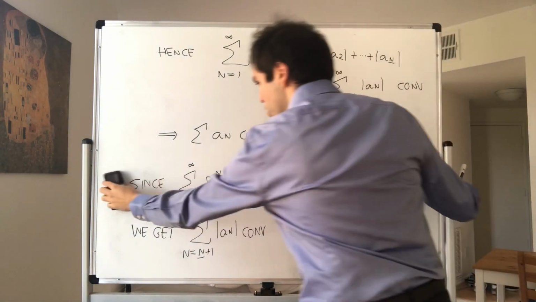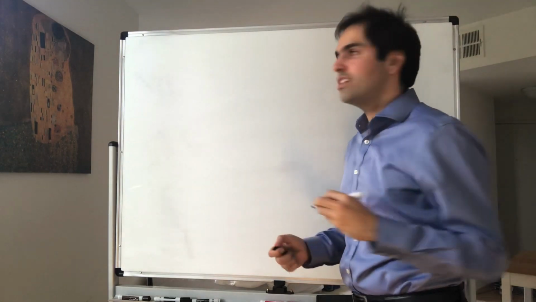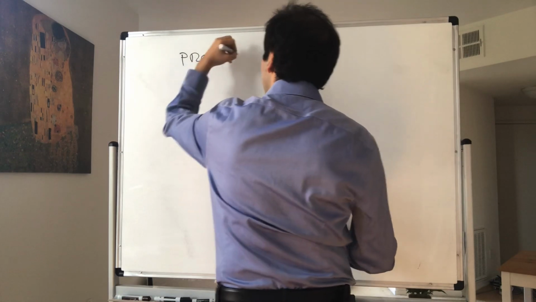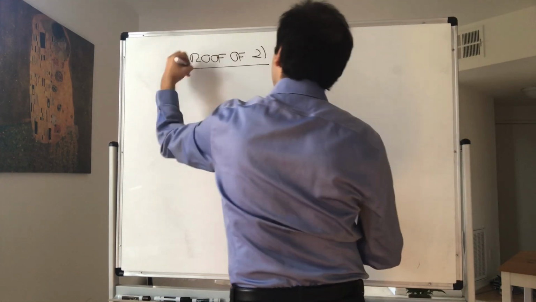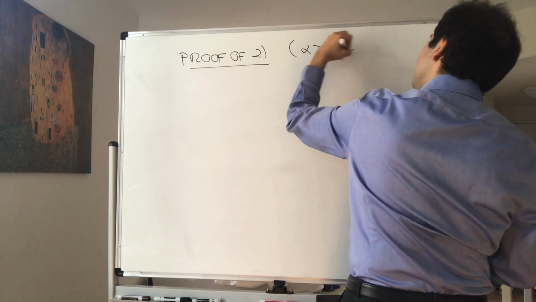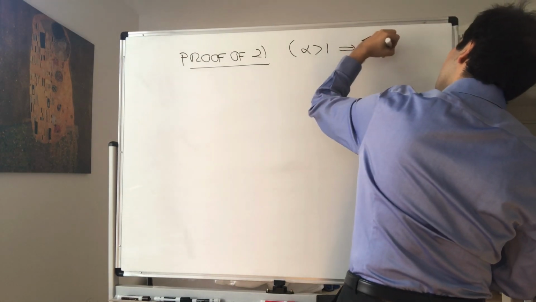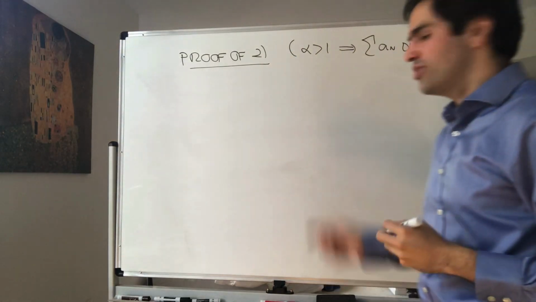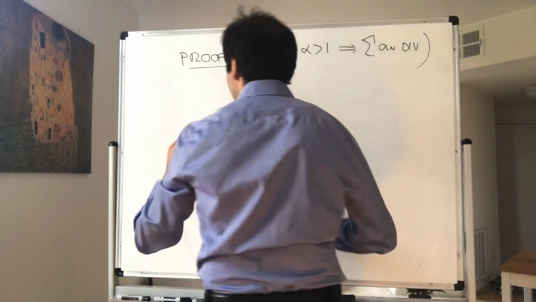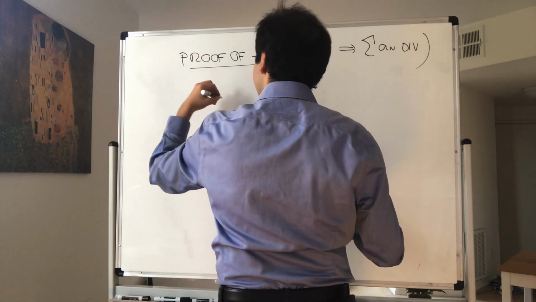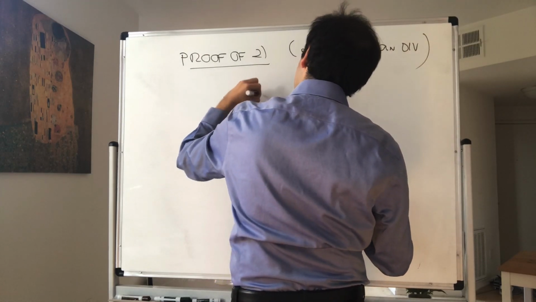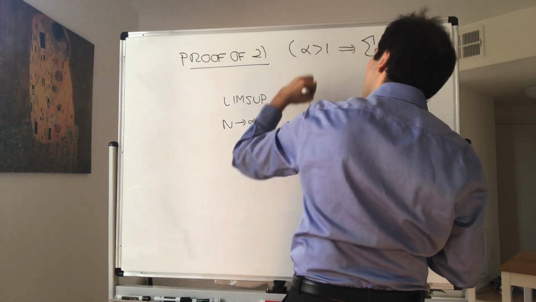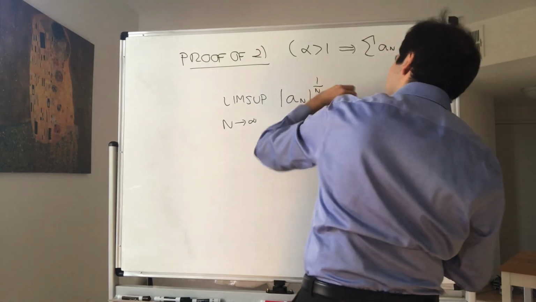Now let me prove 2. Now let's prove the second part, which simply says that if alpha, the limsup, is greater than 1, then the series diverges. And you'll see this part is much, much easier to do than the first part because of the following. So notice, what was alpha? It was the limsup, as n goes to infinity, of an to the 1 over n. That's alpha.